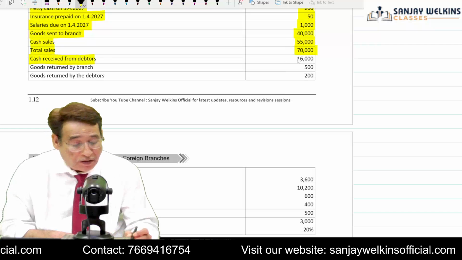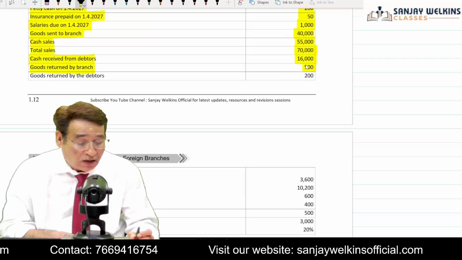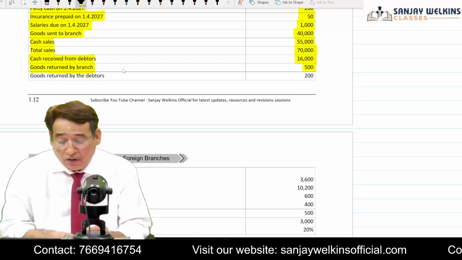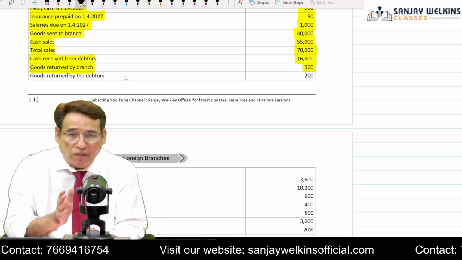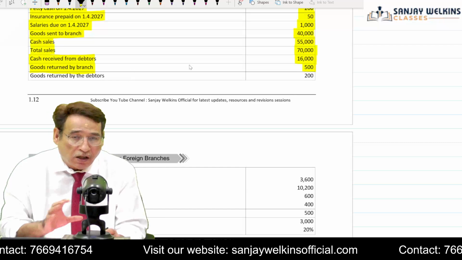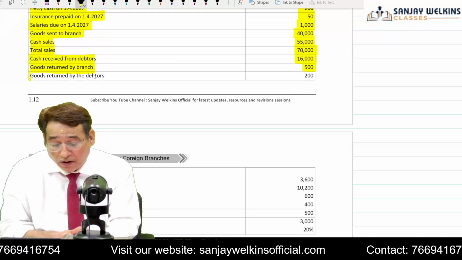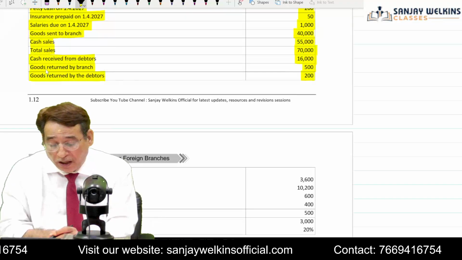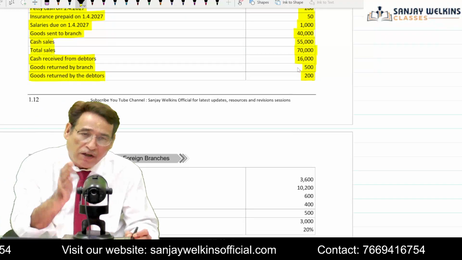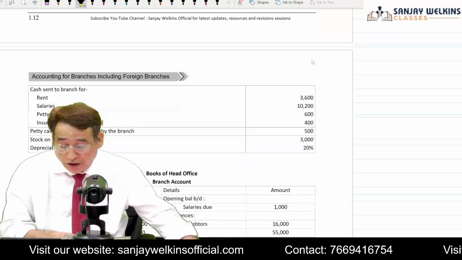Cash receipt from debtors are also given, 16,000. Then goods returned by branch are given to us as 500. Goods returned, time and again I have told you, actually it's a transaction between branch and branch debtors, so it will come only in debtors account. It is goods returned by debtors is actually this item, that is 200, not 500, and goods returned by branch is actually 500. It will come in the branch account and loading will also be done.